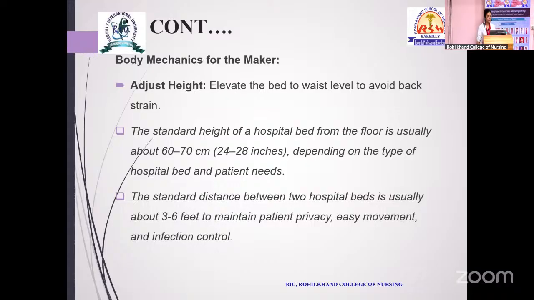Next, the standard distance between two hospital beds is usually about 3 to 6 feet. We maintain this distance because it maintains the privacy of the patient, allows easy movement, and helps in infection control also.